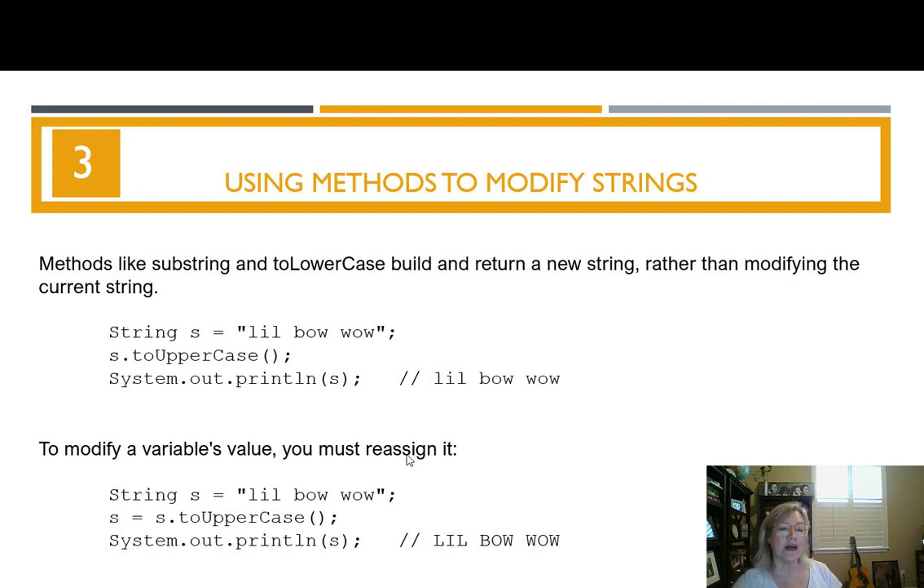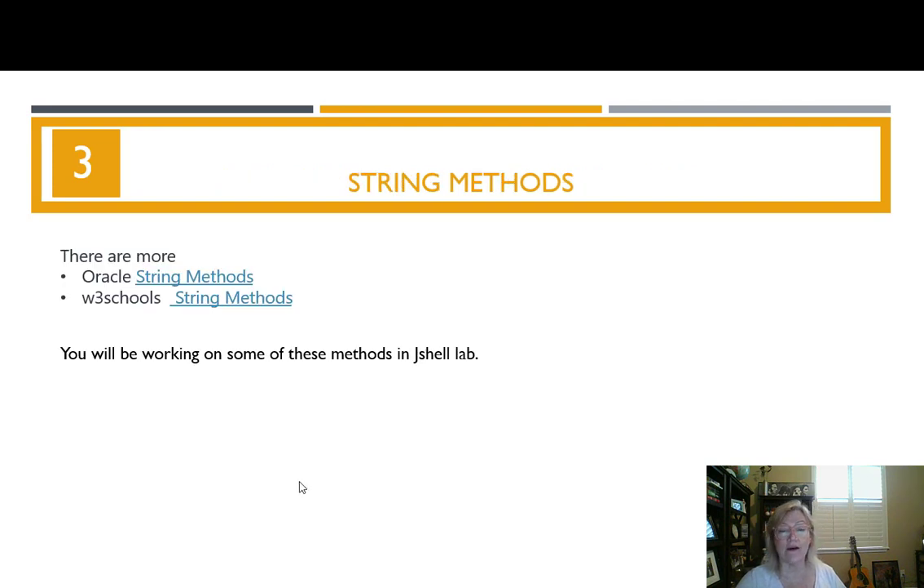To modify a variable's value, you must reassign it. So in this case, yes, we've got the same variable S. toUpperCase uppercases it, and then it assigns it back to S. Now when we print it out, it is all uppercase. Hope that makes sense.